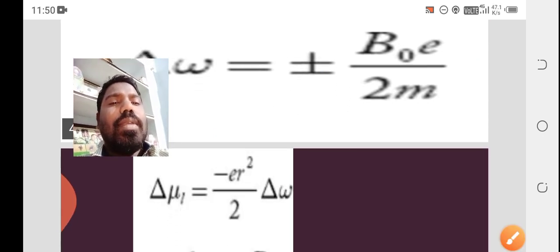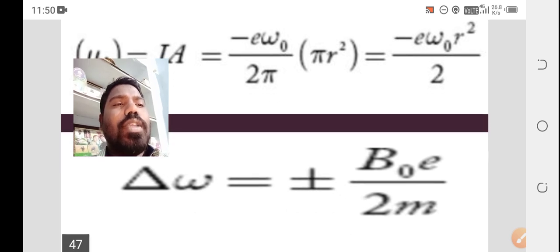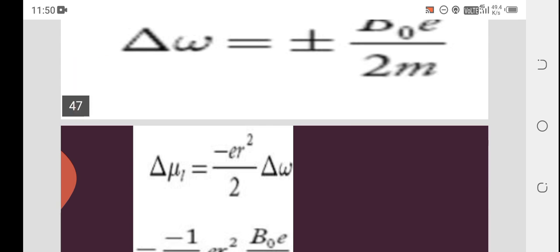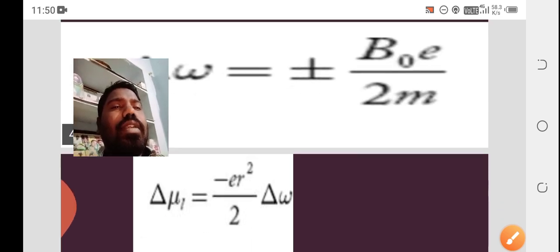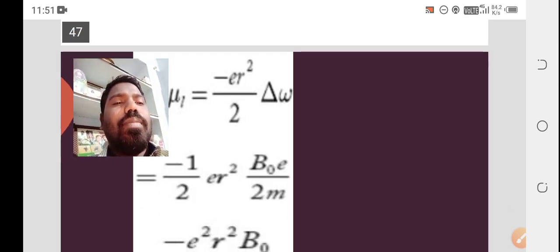See here, in the place of omega naught, only we are using the del symbol here. The del mu L is what? Minus e r square by 2 into omega, that will be considered as del omega. See here, it is not omega naught but del omega. So replace the value of del omega. What is del omega? B naught e by 2m. So minus 1 by 2 e r square b naught e by 2m.